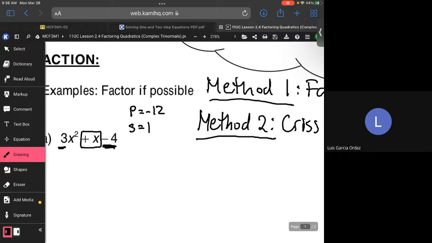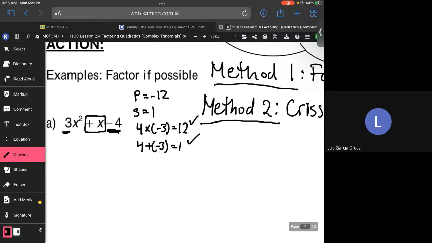Which one's positive? Which one's negative? 4 is positive, 3 is negative. Okay. So 4 times -3 gives me -12, which is good. Now 4 plus -3 gives me +1, which is good. Because we have that number in front of my x squared, I can no longer say x plus 4, x minus 3. Can anyone tell me why I can't do that anymore? Try to FOIL it. Do I end up getting 3x squared when I FOIL my x's together? No. I just get x squared, which is not the same as 3x squared.